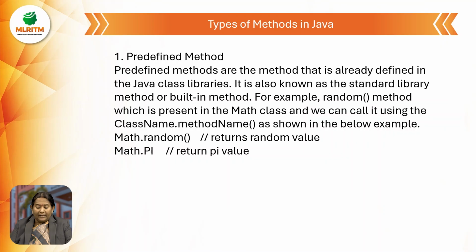For example, Math.random or Math.PI. When we use Math.random, it will return a random value. Math.PI returns the value of pi whenever we use it. So these are a few examples of predefined methods which exist in the Java library.